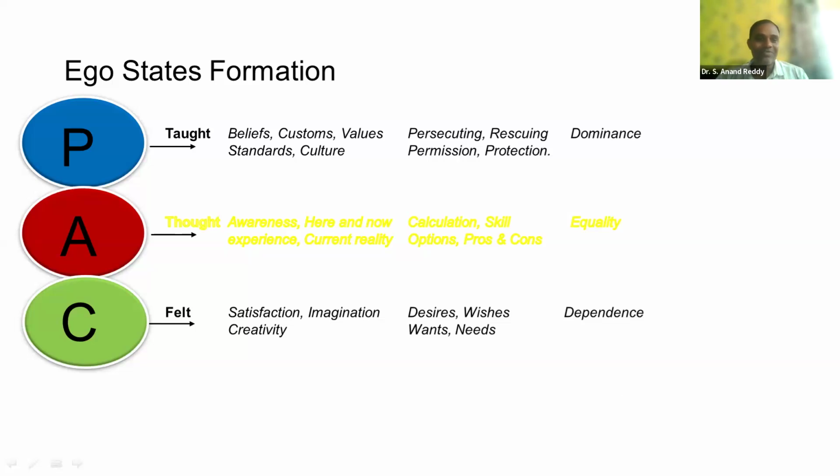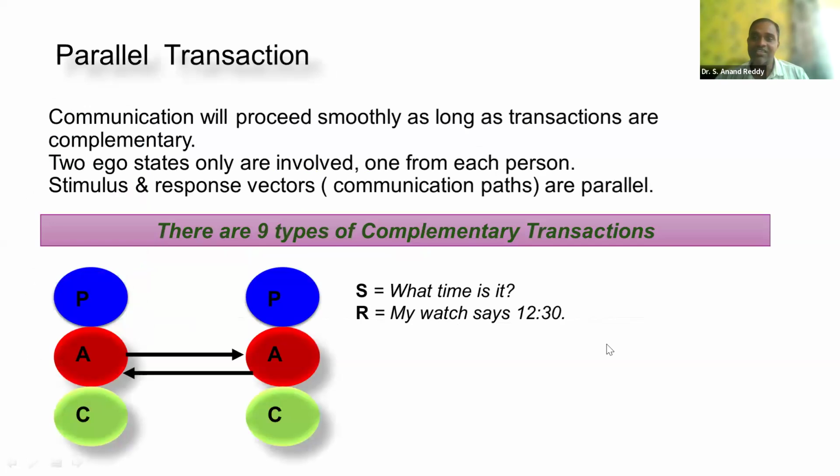So now let's look at something very important here. What are those three transactions that we will have? These are the transactions. When things go adult and adult, peer learning, as we call it, this is known as a parallel transaction. A parallel transaction is parent talking to parent, adult talking to adult, child talking to child. Two ego states only are involved, one from each person. Stimulus and response. This is what is known as.